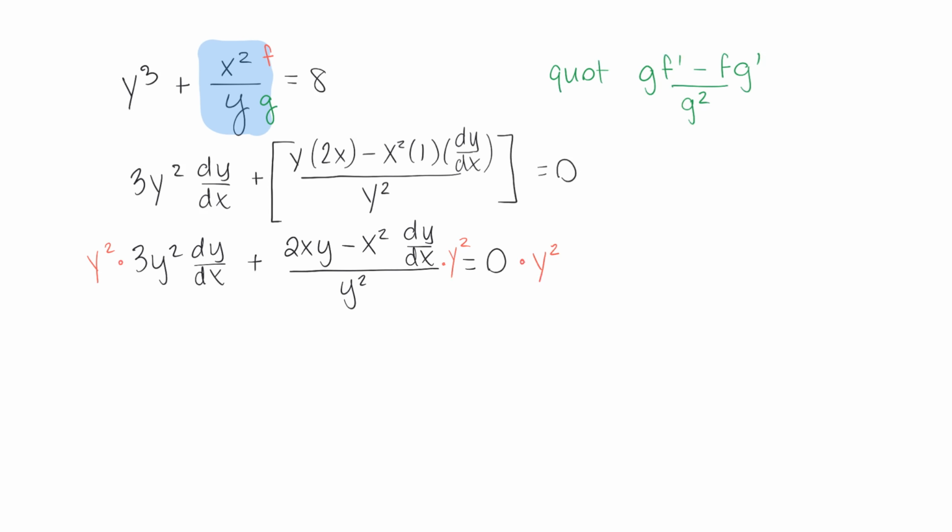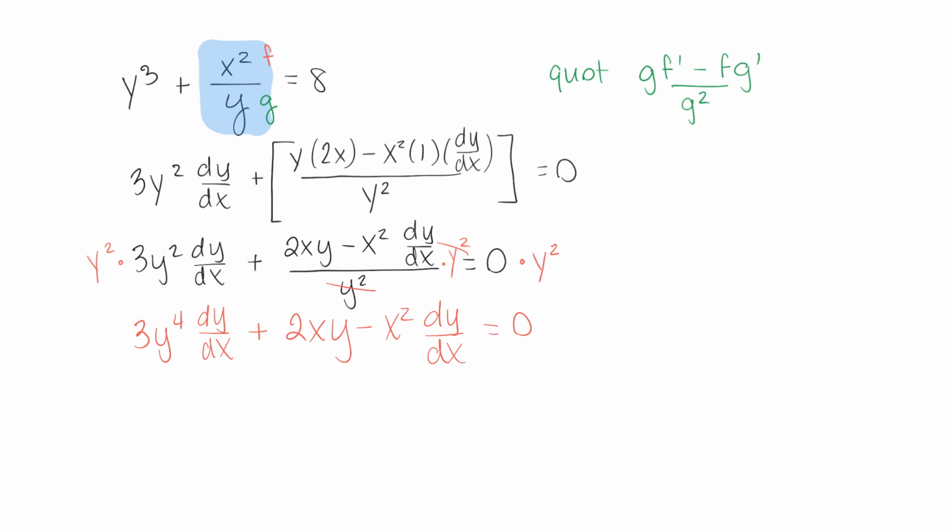I'm going to get 3y to the 4th dy dx plus 2xy minus x squared dy dx, right? Because these canceled, still equals 0. Okay, so this is significantly better.